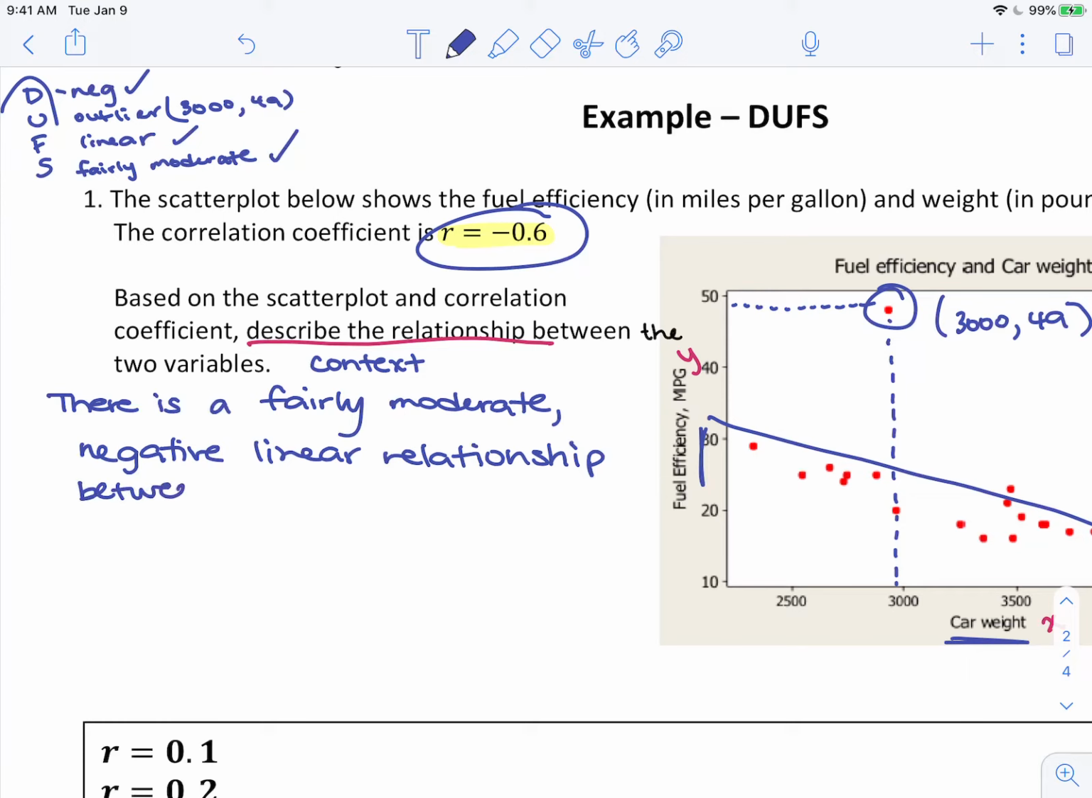Between, okay, I need my context here. Car weight down here on the x-axis, car weight, and what was the y? It was fuel efficiency, and fuel efficiency.